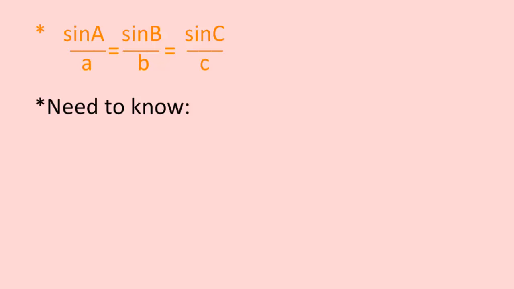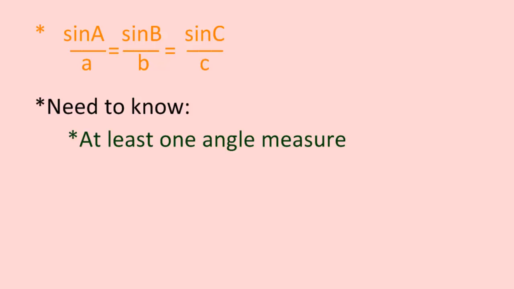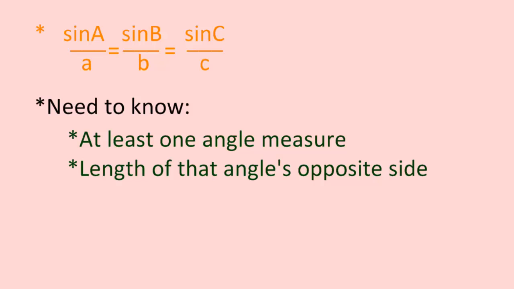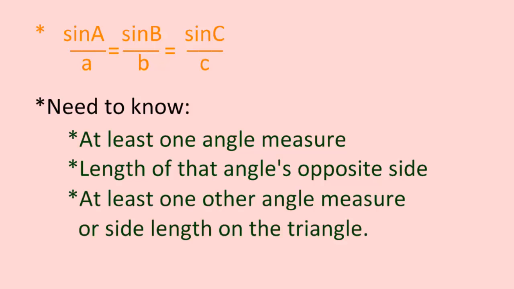The first thing they're going to have to give you is at least one angle measure, which seems kind of common sense. There's angle measures all over the formula, so you're going to need at least one of those to get the ball rolling. Another thing you're going to need is the length of that angle's opposite side. And finally, you'll need at least one other piece of information about the triangle, some other angle measure or some other side length.